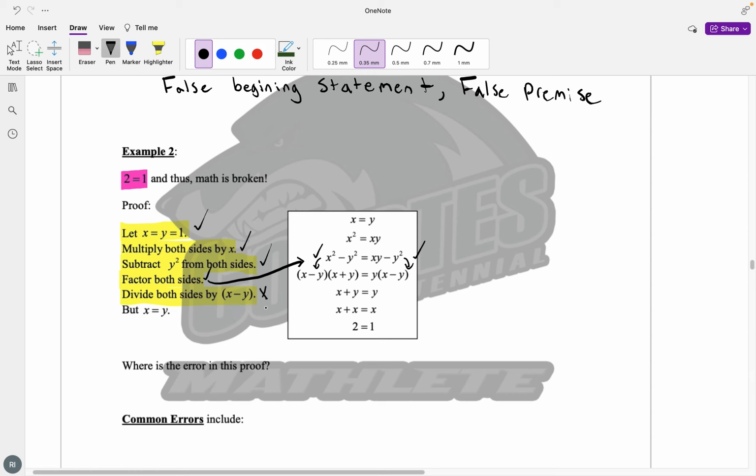So let's try and write down why this breaks the rule. X minus y is 0. And we cannot divide by 0.